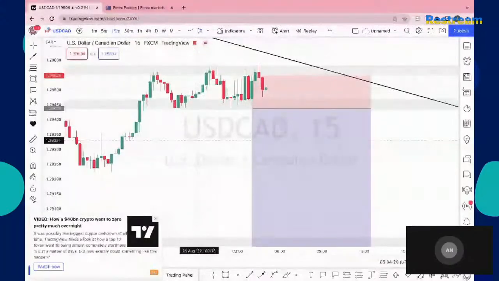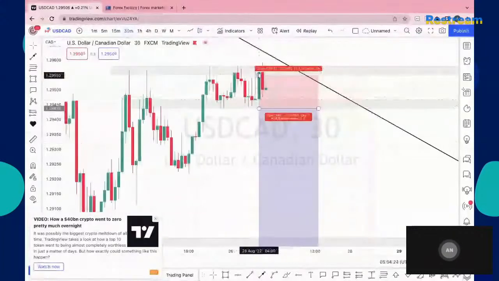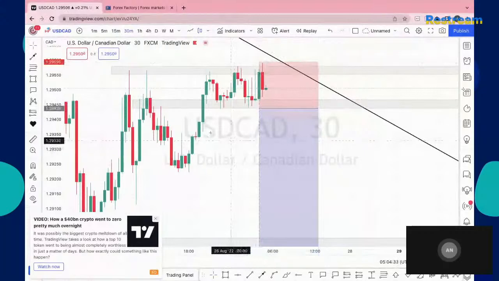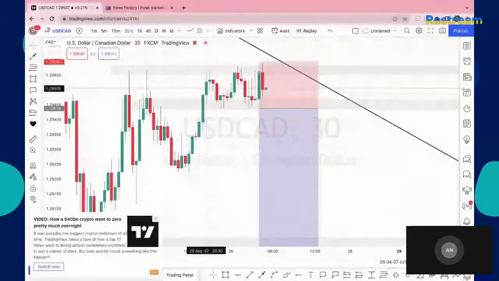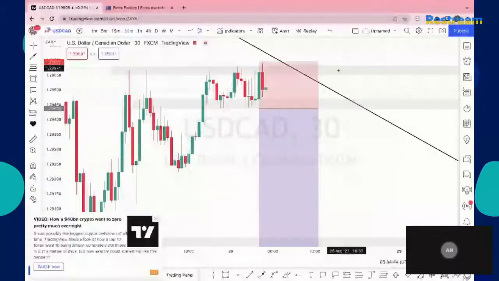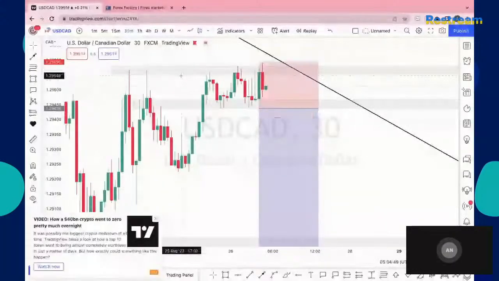So the 15-minute is used for entries. If you were trading based on the 30-minute, your stop loss should be above the previous 30-minute candle. For me, which looks nicer, because I know that this here is a resistance, so I put my stop loss there.